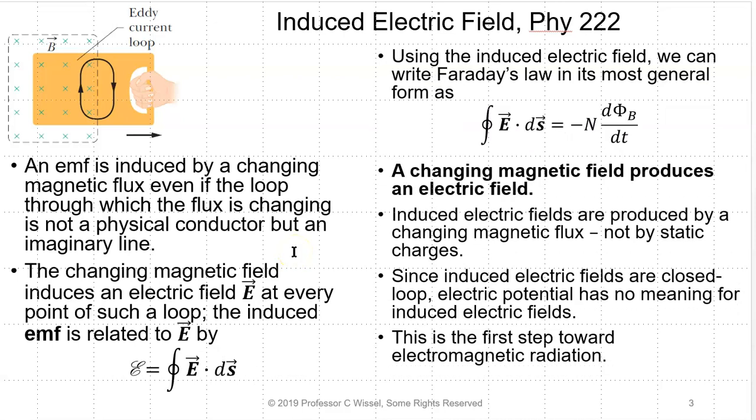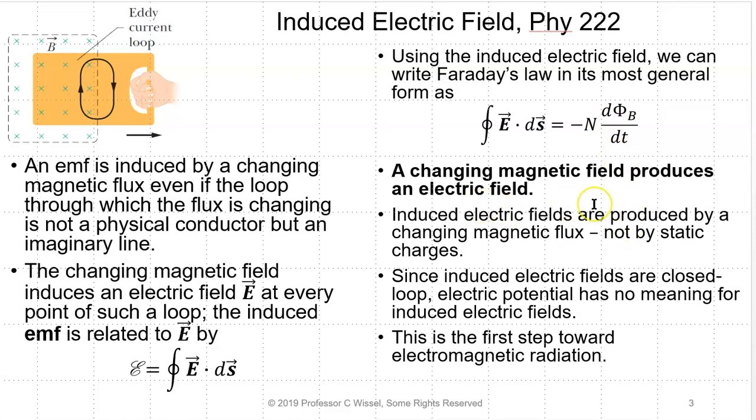Okay, an EMF is induced by a changing magnetic flux, even if the loop through which the flux is changing is not a physical conductor but an imaginary line. The changing magnetic field induces an electric field E at every point of such a loop. The induced EMF is related to E by the EMF equals the integral of E dot ds. Using the induced electric field, we can write Faraday's law in its most general form as the integral of E dot ds equals minus N dΦB/dt.